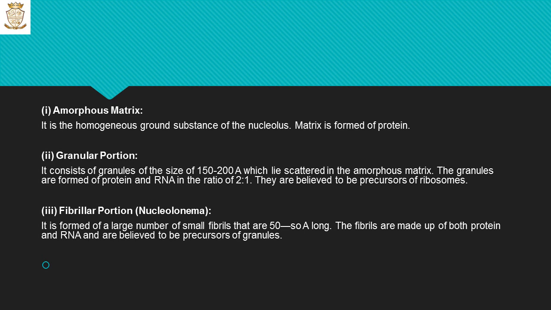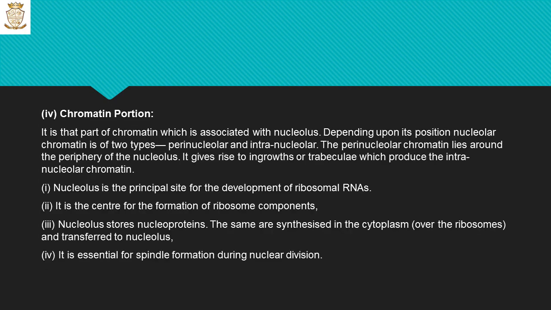Fibrillar portion. It is formed of a large number of small fibrils that are 50 Å long. The fibrils are made up of both protein and RNA and are believed to be precursors of the granules. Chromatin portion. It is the part of chromatin which is associated with the nucleolus. Depending upon its position, nucleolar chromatin is of two types, perinucleolar and intranucleolar. Perinucleolar chromatin lies around the periphery of the nucleolus. It gives rise to ingrowths or tuberculi which produce intranucleolar chromatin.